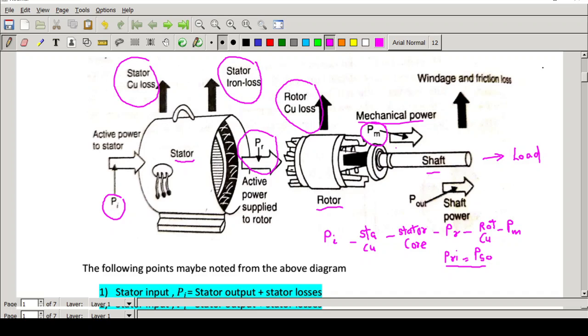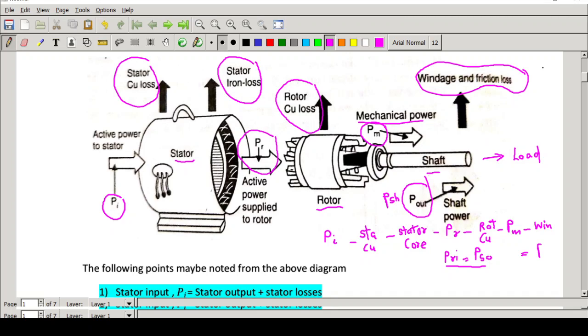Now again from this PM we have to deduct the windage and frictional loss. I can write it as the windage loss, and this finally gives the output power. This output power is denoted by P out. It can also be written as PSH, which denotes that it is the power at the shaft.